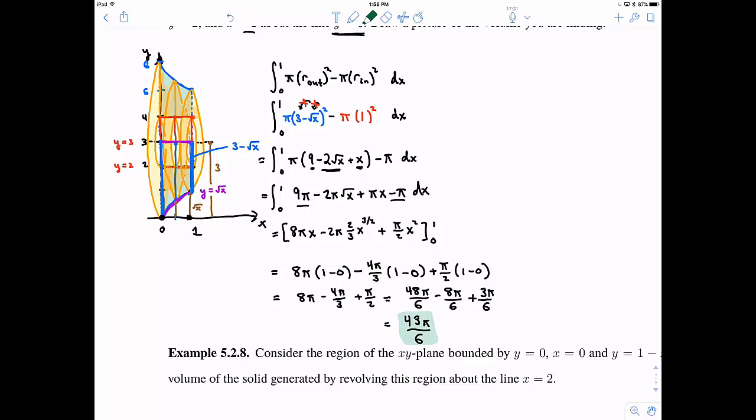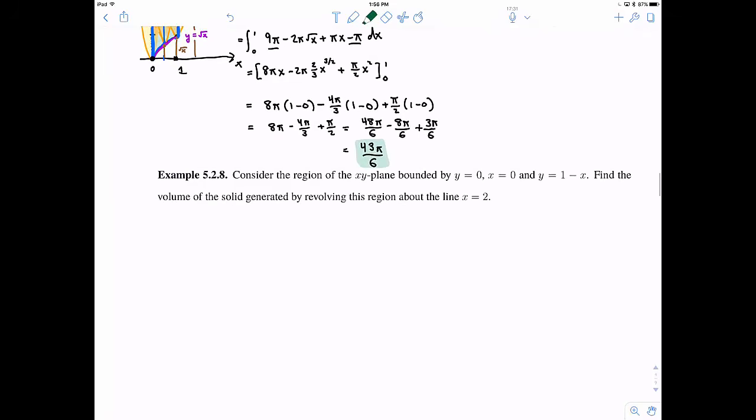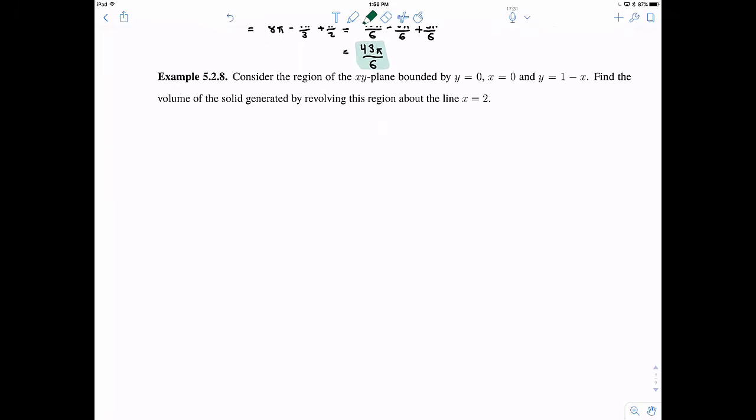Let's try one more solid of revolution. So region in the xy plane, bounded by y equals 0, x equals 0, and y equals 1 minus x. Find the volume of the solid generated by revolving this about the line x equals 2. So I want us to get some practice revolving about other lines rather than just the x and the y axis. So in the previous one we did y equals 3. Now we're doing x equals 2 to give us some experience with that.